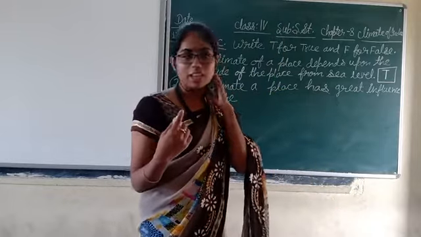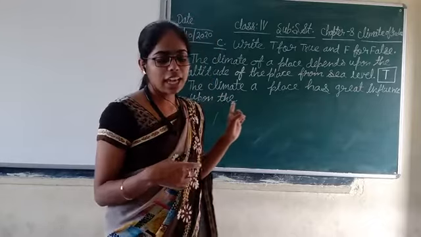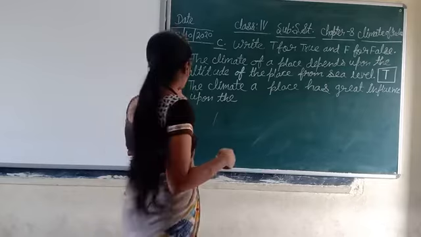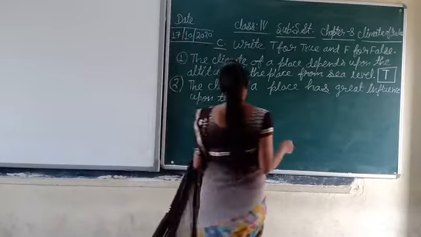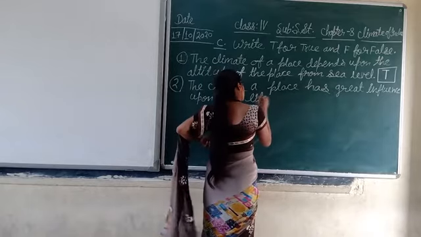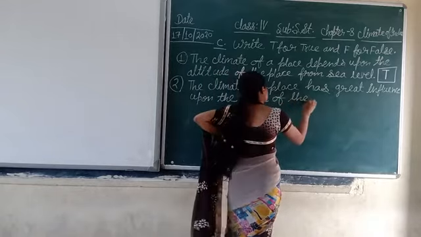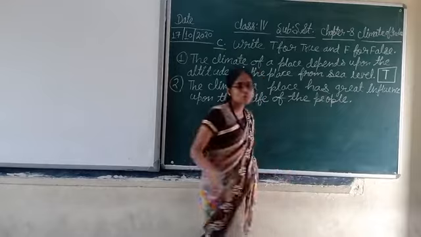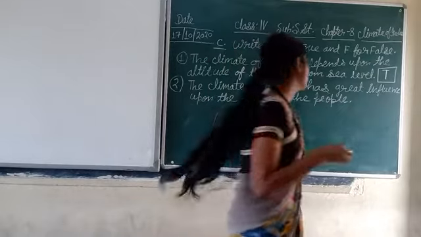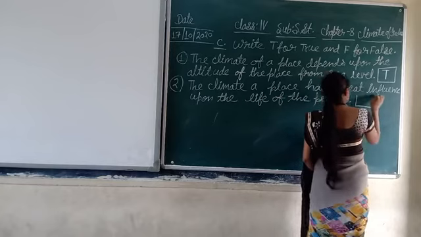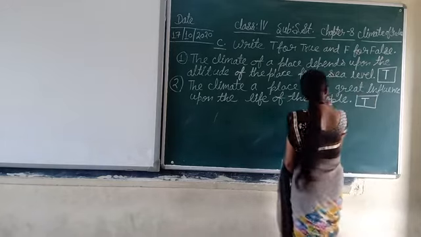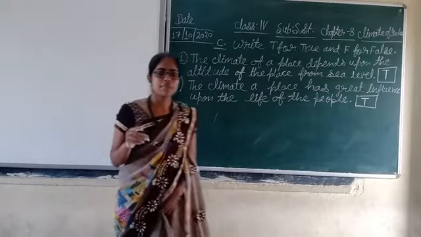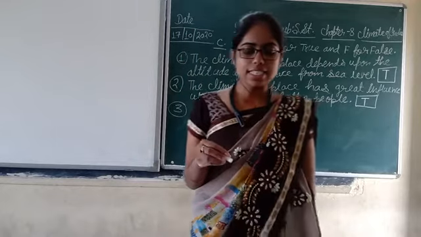The lifestyle now. So this is also true. The climate of a place has great influence upon the life of the people. And the question is asked whether it is true or false. So this seems to be true. So for question number 2 also, what we have to write? T for true, capital T.